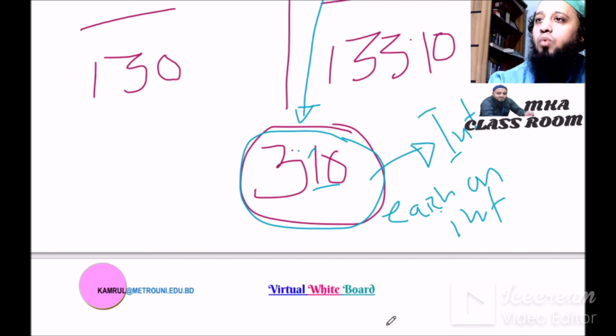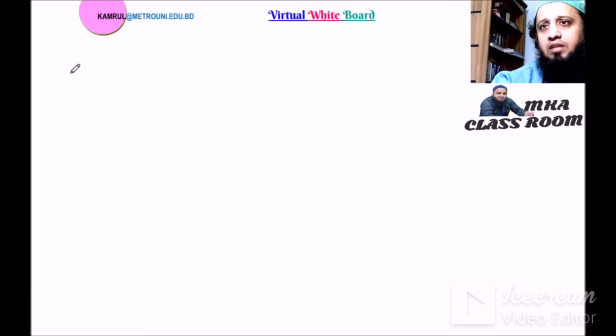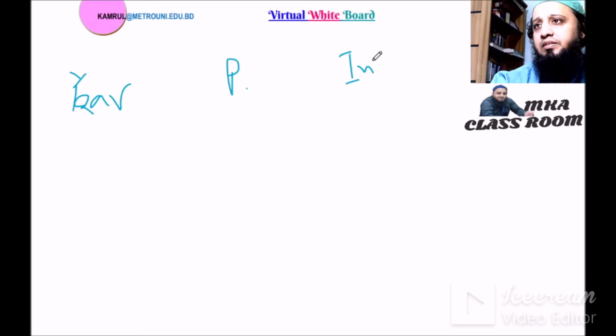So actually these are the difference between simple and compound interest, and in this example we will clarify it again. We elaborate it with year, our principal amount and interest rate, and at the end of the year, as in year 1, 2, 3.